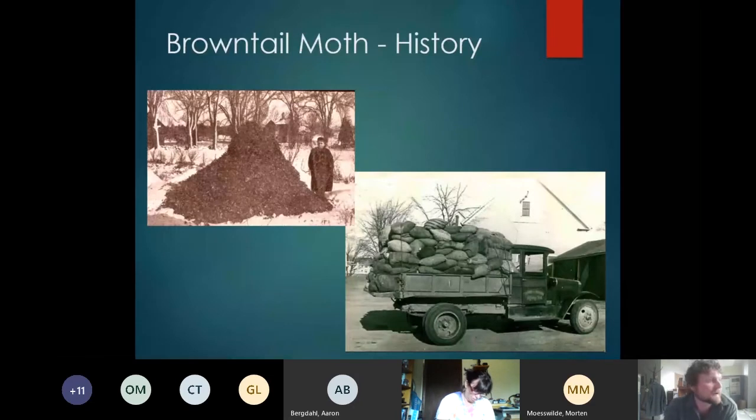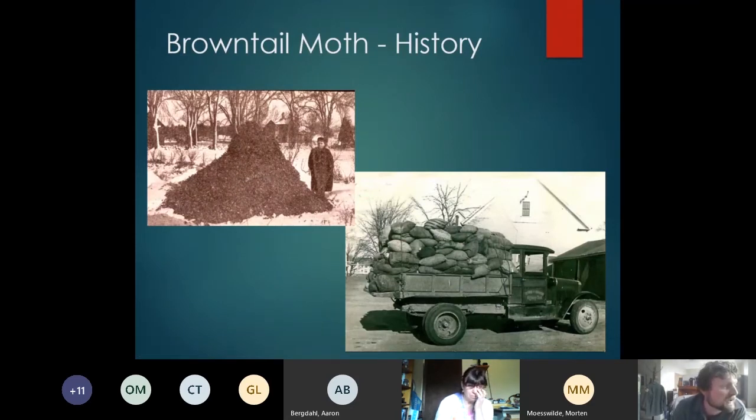Okay, so now we're gonna get into a little bit about browntail moth history. So this pile of webs next to this child, each one of these webs is about the size of the palm of your hand, so fairly small. You can just give a wild guess about how many webs are in that pile. I always joke that this is young Rockefeller and this is how he made his first million.